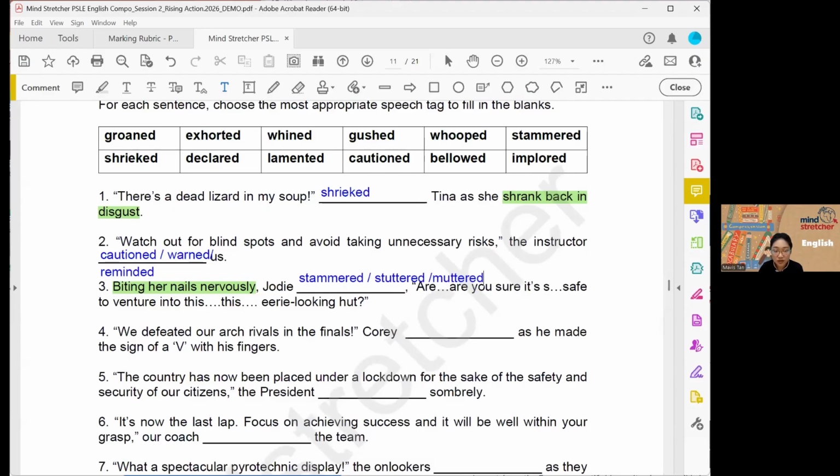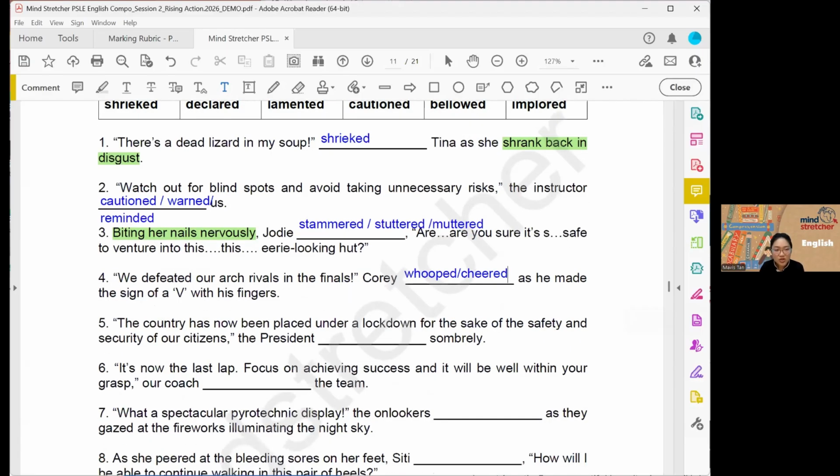So when someone is cheering, whoop. So they go, woohoo! Okay, that's whooping in delight. Whooped. Here. Okay. So you realize that in all these sentences, we don't just use the spoken words, we add actions. So go and learn all these actions.